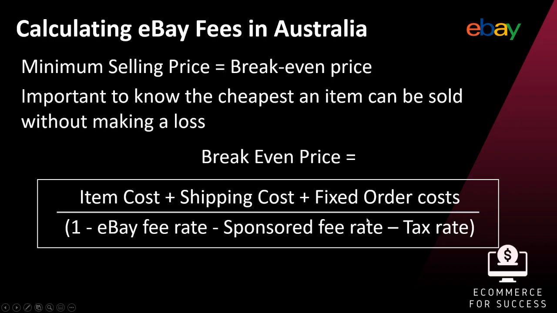Now the break-even price is a little more complex, but you can see the formula there. It's the item cost plus the shipping cost plus the fixed order cost. So how much you bought the item for, how much you would send the item for, and the 30 cents you'd pay to eBay for the fixed order cost. Then you divide that by 1 minus the eBay fee rate, so the rate that you would have to pay to eBay, any sponsored fee rate, and also minus any tax rate that you'd pay. And that will give you the break-even price. Don't be too scared, because I'll show you shortly a spreadsheet which calculates everything for you and gives you those details. All right, let's now jump into the spreadsheet.